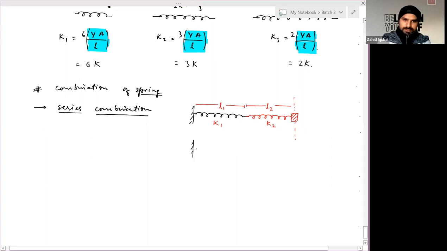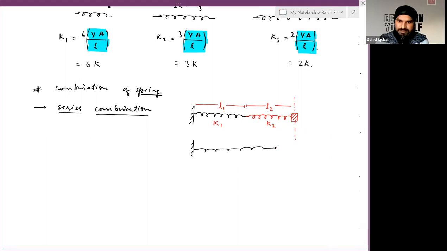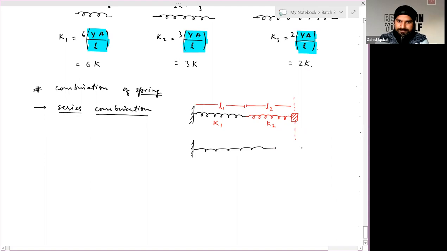Now on stretching it, it may extend to this point. And similarly, it will be reached at this point.